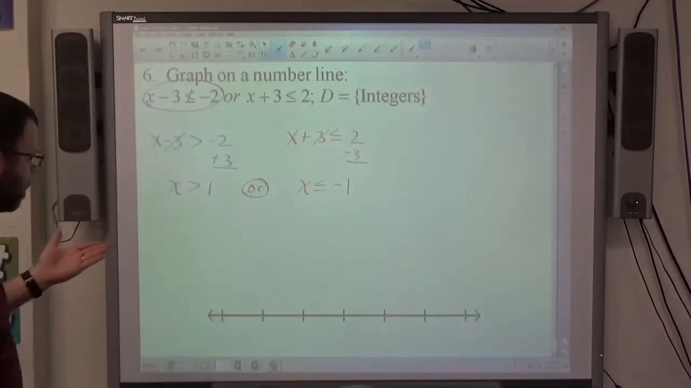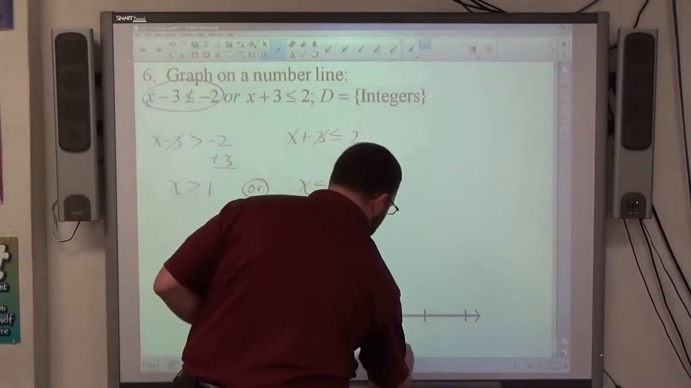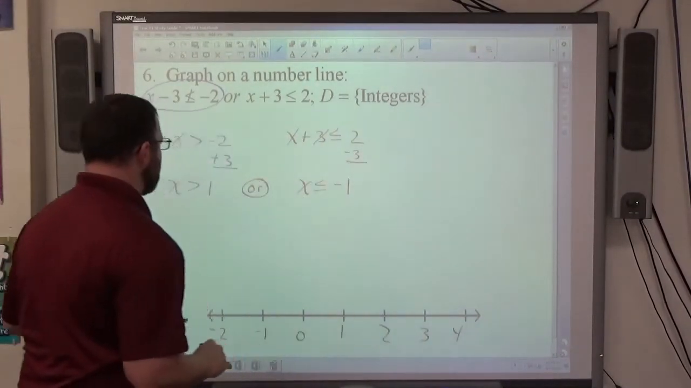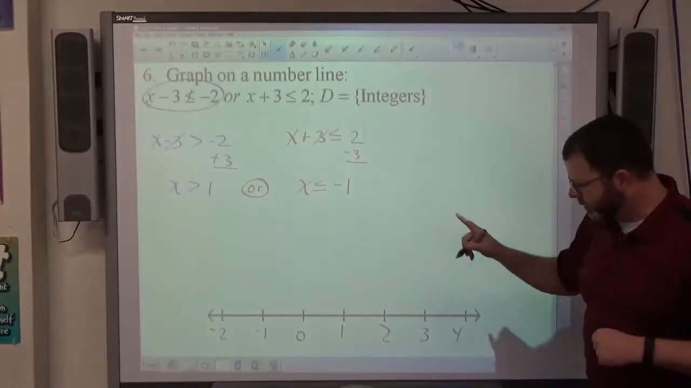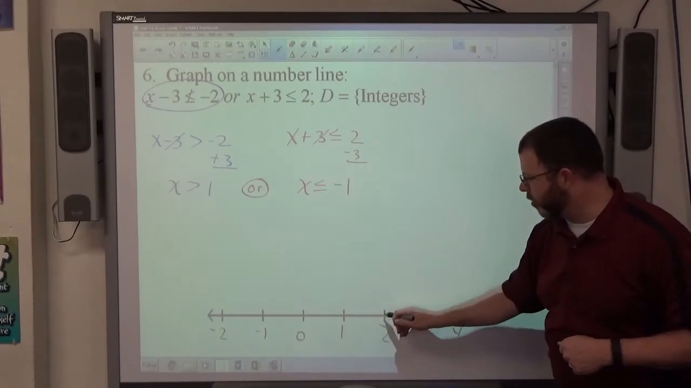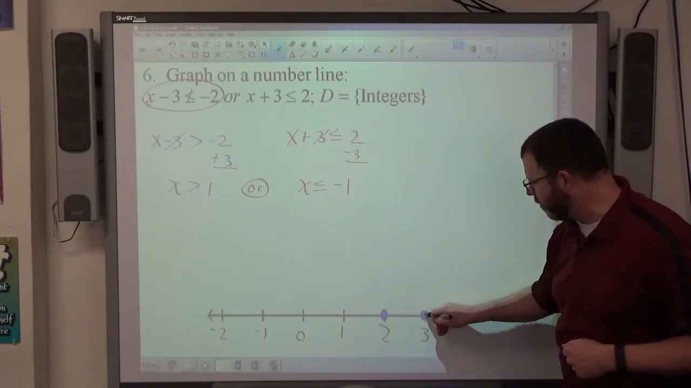So, I'm going to go negative 2, negative 1, 0, 1, 2, 3, 4. All right. So, if I start with the blue one, x is greater than 1. 1 is not greater than 1, but 2 is. We're dealing with integers. We're graphing only integers. No open circles are necessary on an integer graph.